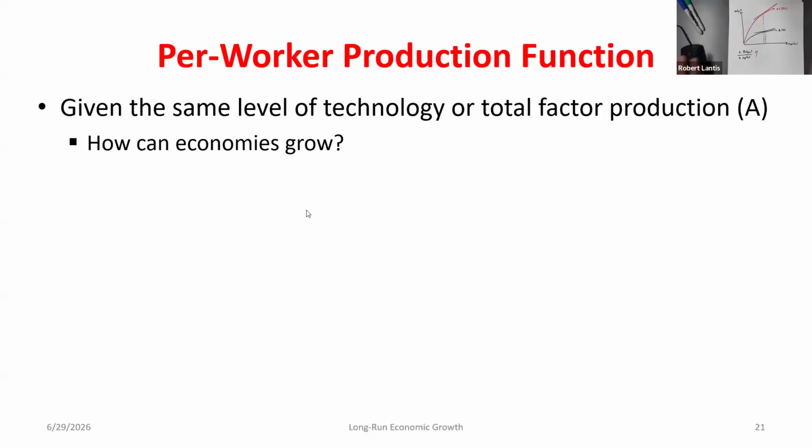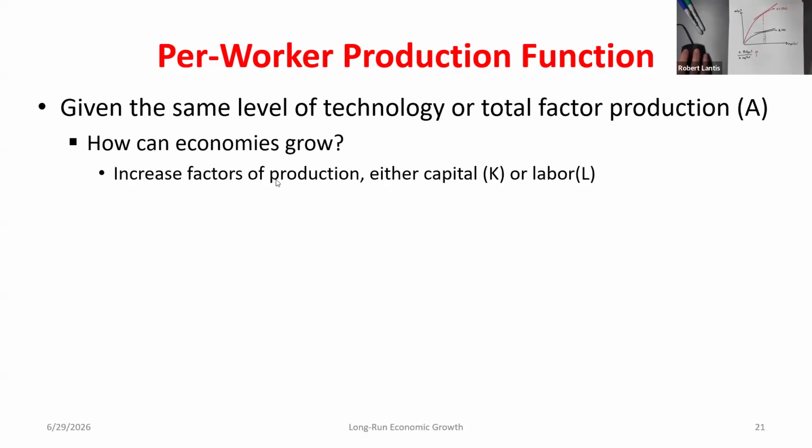So let's think about if we have the same level of total factor productivity. I can't always rely on having new technologies. Maybe things are stagnant. How can I increase my economy, my real GDP, or my output? Well, we can make investments into either capital or labor. We can increase those, what we call factors of production. It's not total factor productivity; that's what makes our investments into capital or labor more effective. These are the actual factors that we can change.